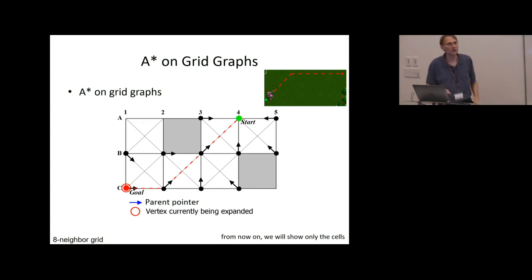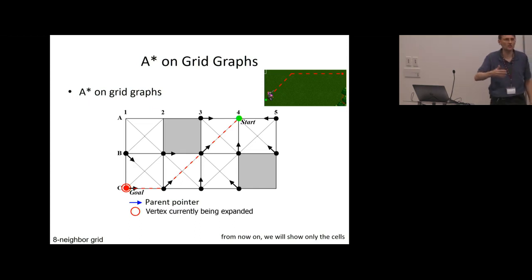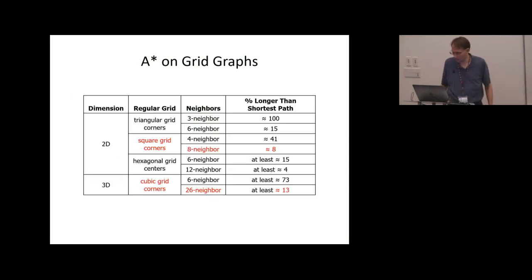Don't do that. So the first question that we need to ask ourselves here is, a grid path obviously is not necessarily the shortest path in a continuous environment. So the question is, how much can it be off? How much longer can it be? And you can analyze that, it turns out. It depends on the dimensionality of the environment. Is it 2D or 3D?